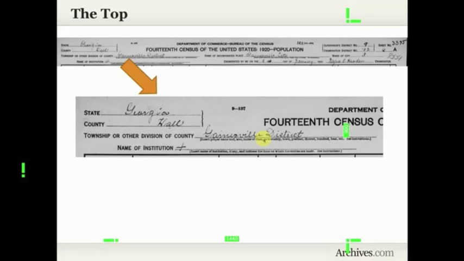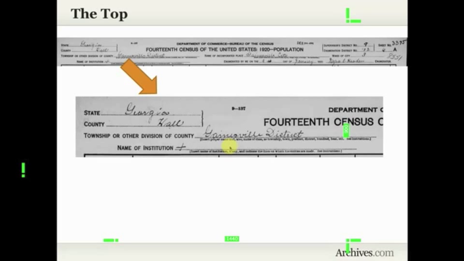If we take a look at this left-hand section, we can zoom in a little bit and we see that we're looking in Hall County, Georgia, in the Gainesville district. So this is telling us exactly where we are on this page, exactly where we are in this county. Now, there's also an area here for name of institution. If the census was covering something like a prison or a hospital or an orphanage, the name of that institution would appear right here on this line.